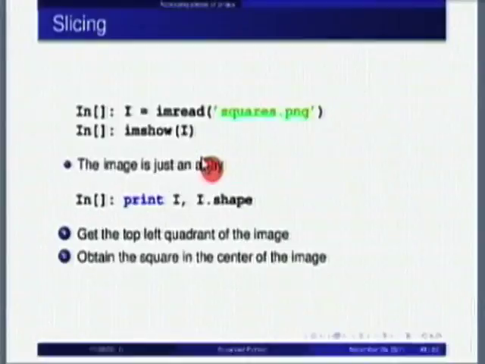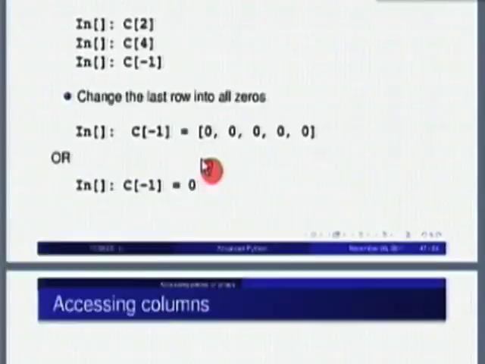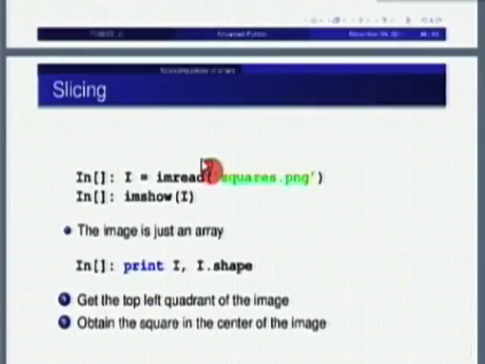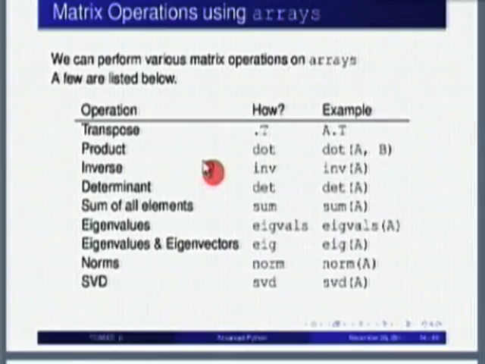That interpretation is provided by imread and imshow. But if you say imshow of an arbitrary array, it is not going to work, because it may or may not be in the correct format. All right, we will move on.